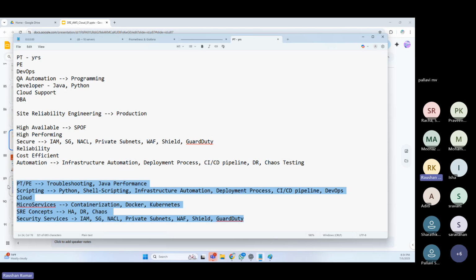Everybody on the same page? Do we have a better understanding of the SRE roles and responsibilities, friends?